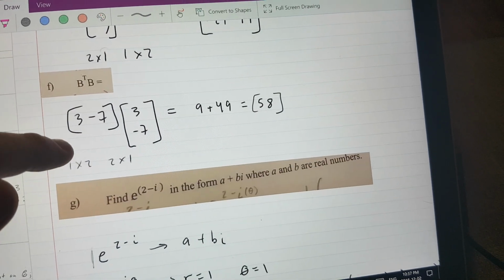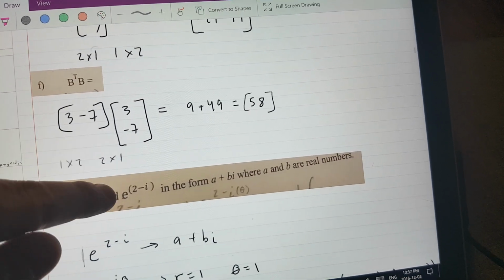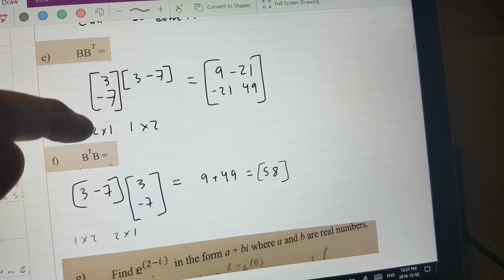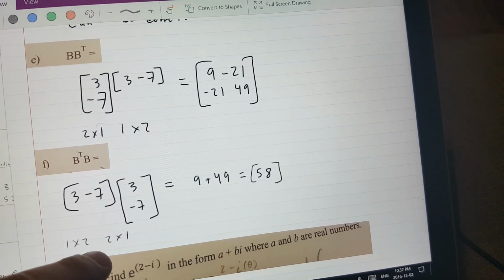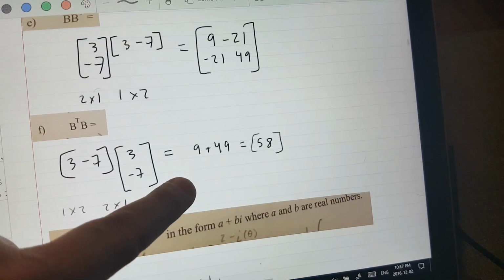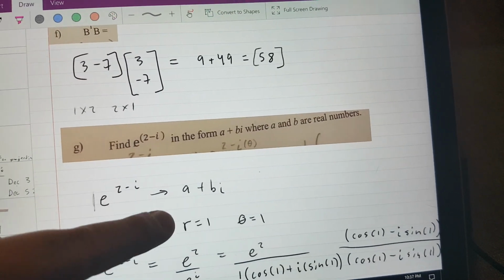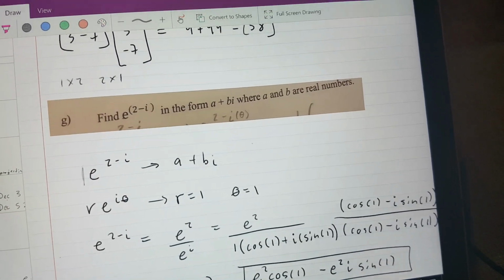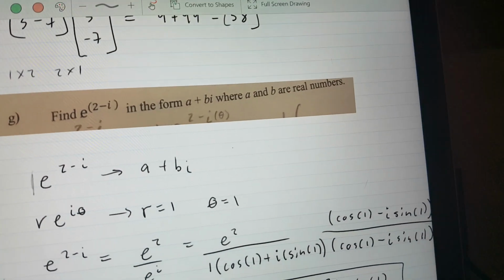All right, so same thing, B transpose, except not the same thing, because it's not commutative. Obviously, we get a different result. We're going to have a 1 by 1 matrix here. 58. Done.